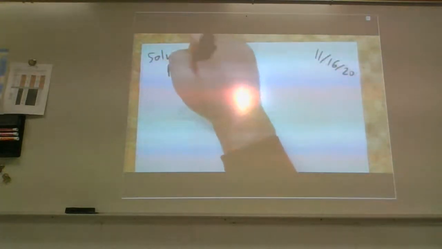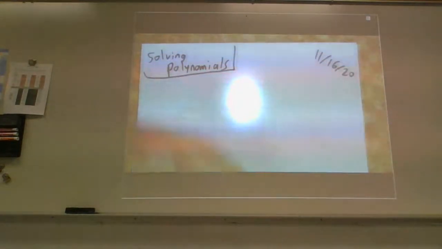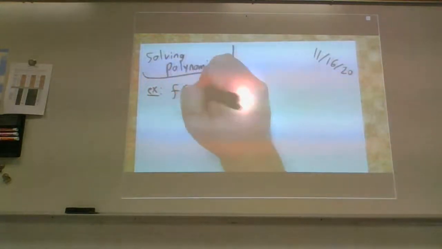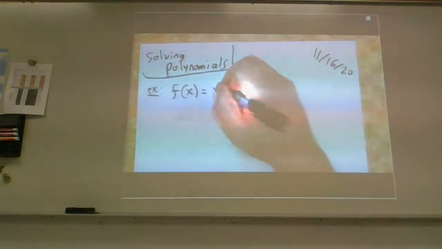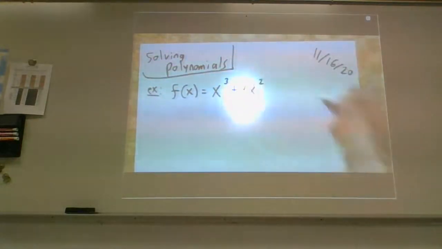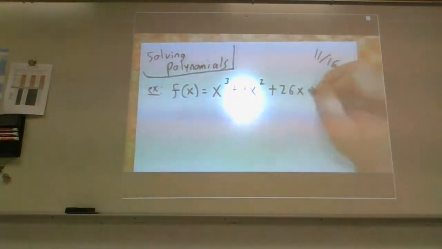And we're going to call this Solving Polynomials. Let me show you exactly where we're headed with this. So let me give you a basic example. F of x equals x cubed plus 9x squared plus 26x plus 24.